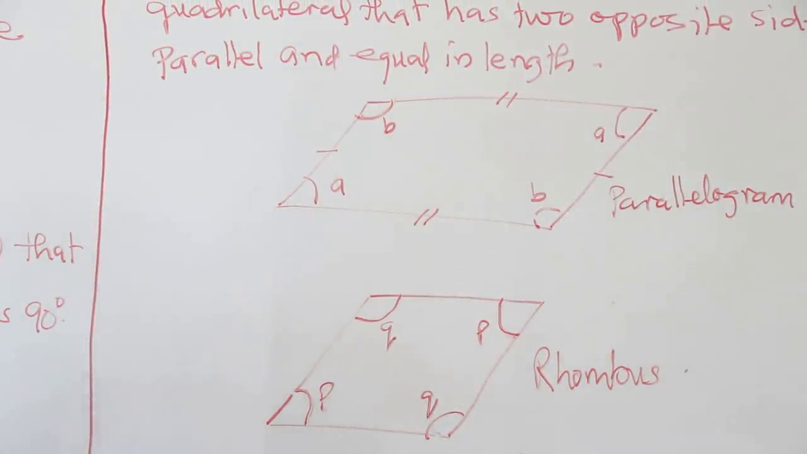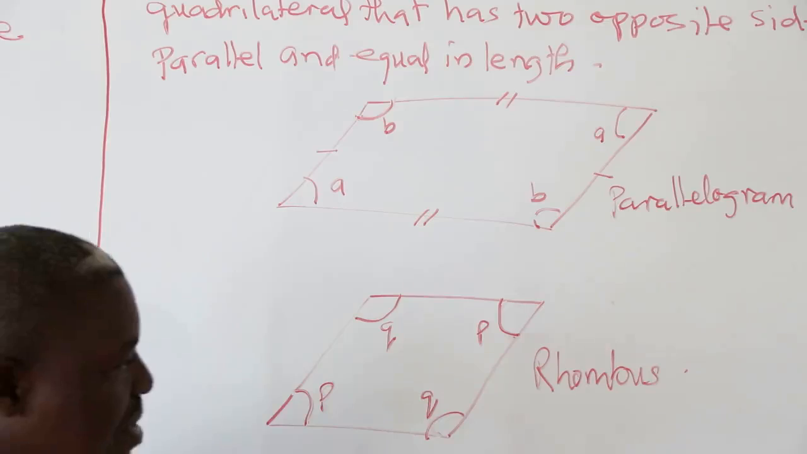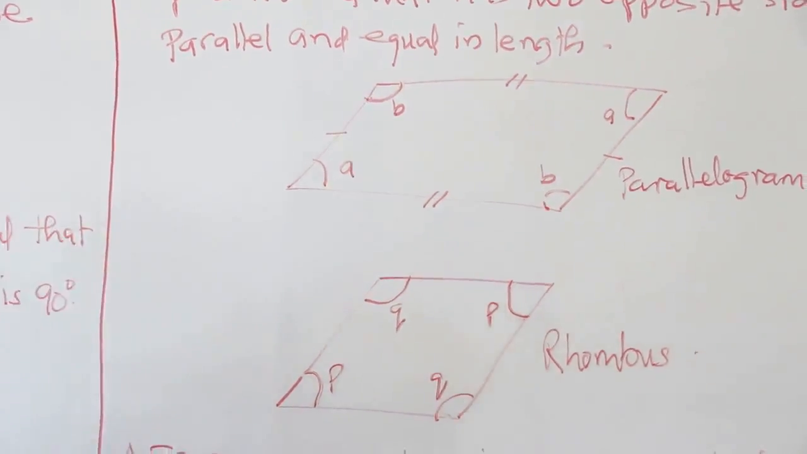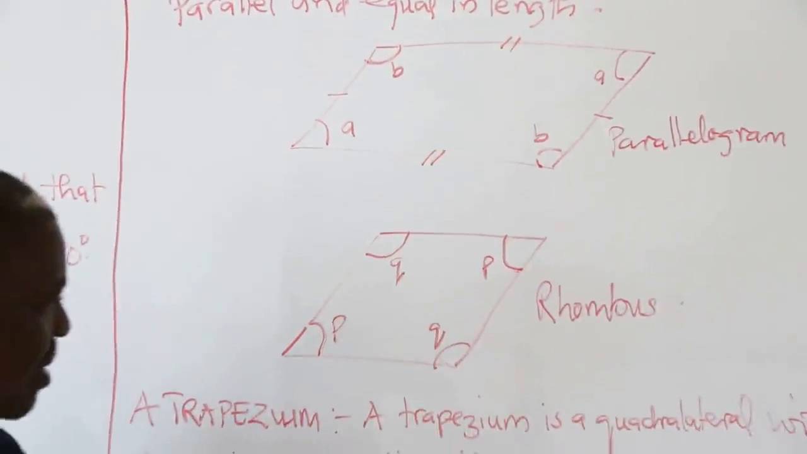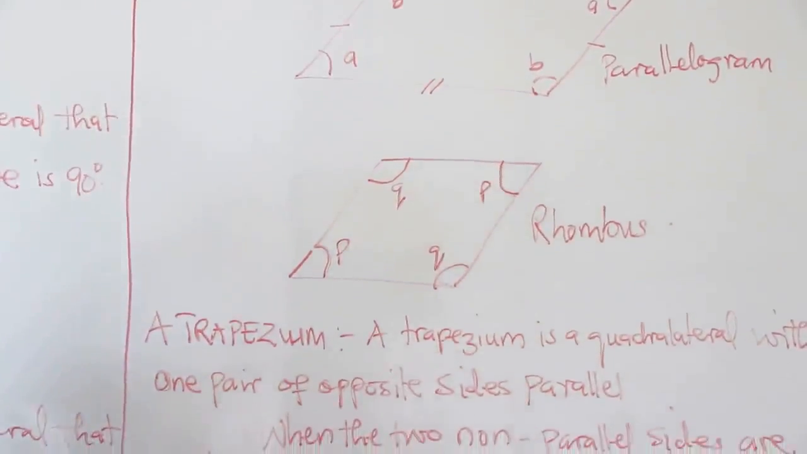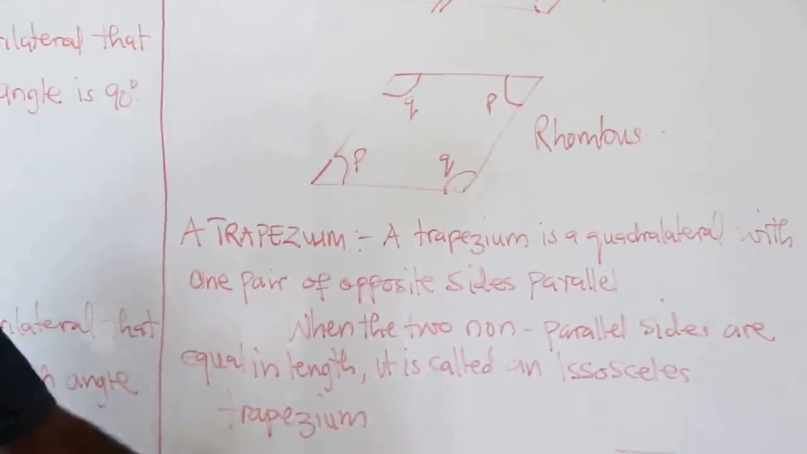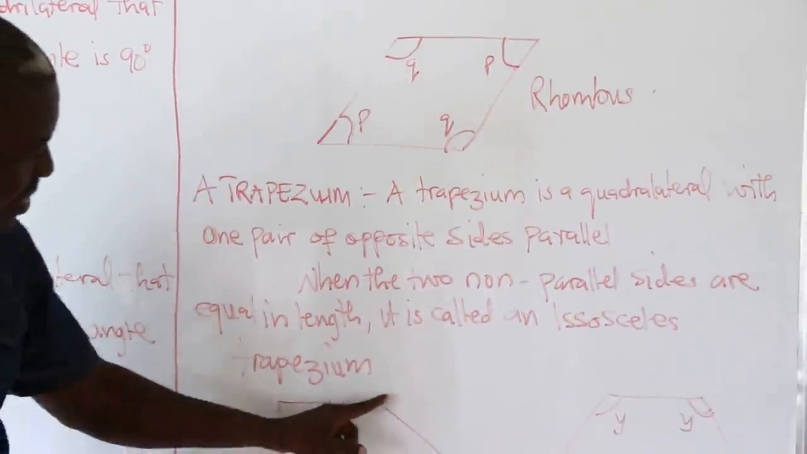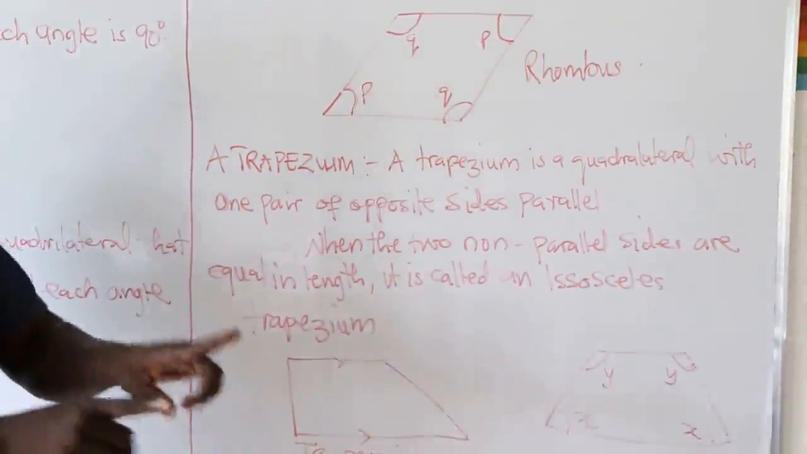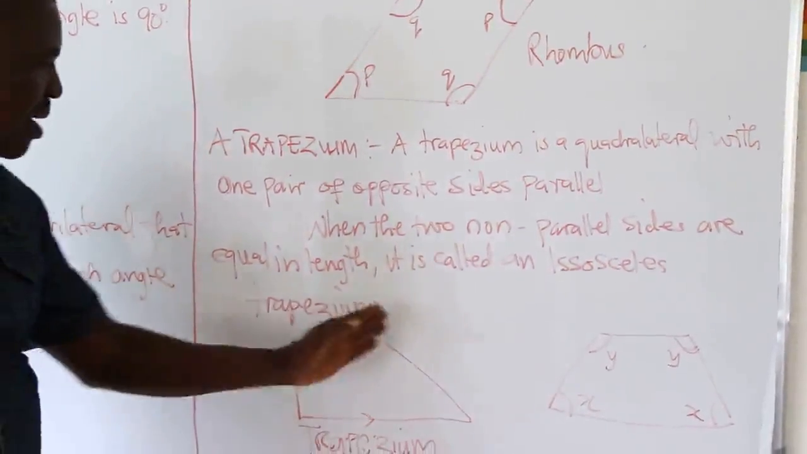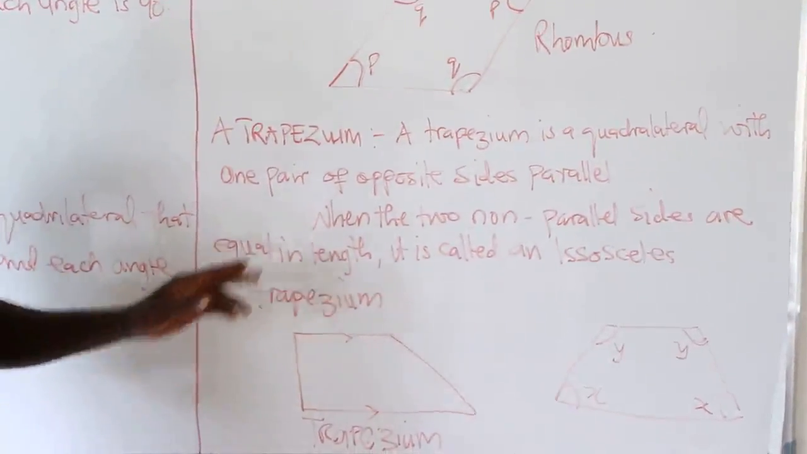A trapezium. A trapezium is a quadrilateral with one pair of opposite sides parallel. Now look at this. This is an example of a trapezium. This side and this side are parallel, while these ones are not parallel.